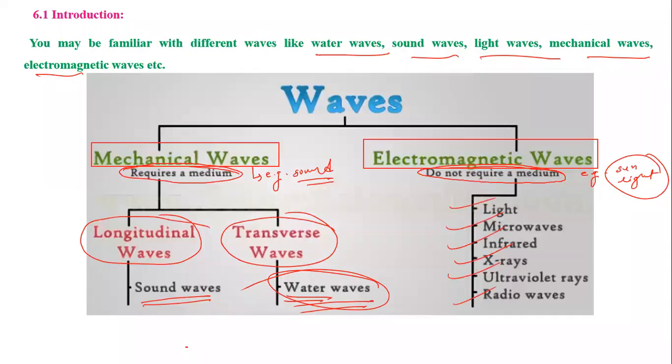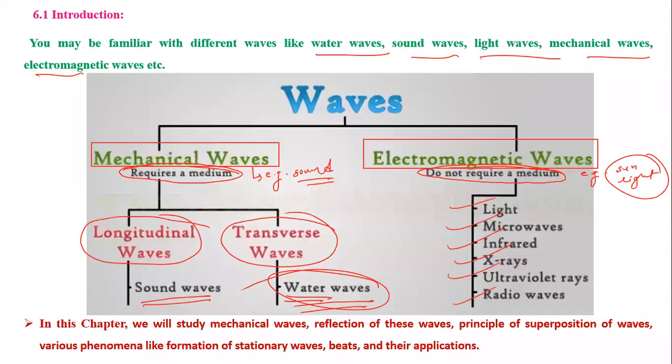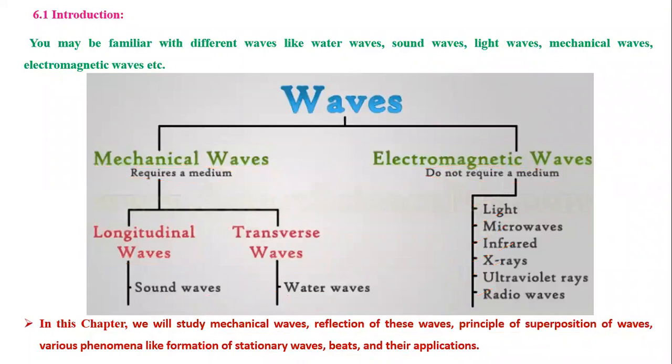In this chapter, basically we will study mechanical wave only. We are not dealing with electromagnetic waves, only mechanical wave. As well, we will learn reflection of the wave, principle of superposition of waves, various phenomena like stationary wave, beat, and their applications. Now let me start the details of this chapter.